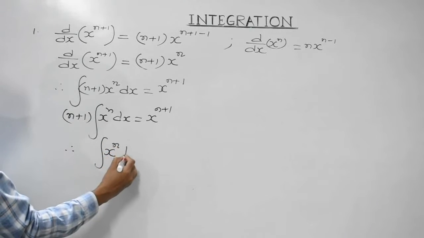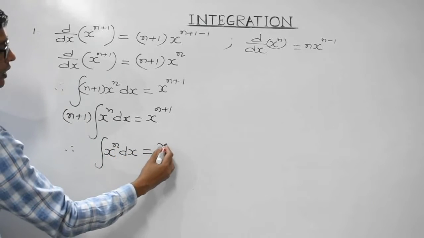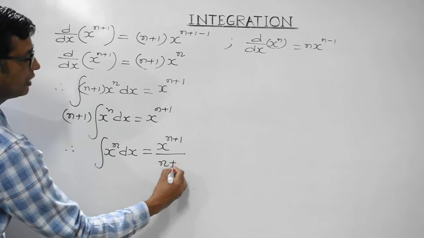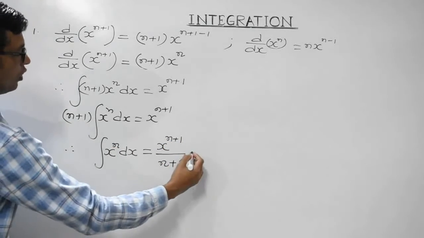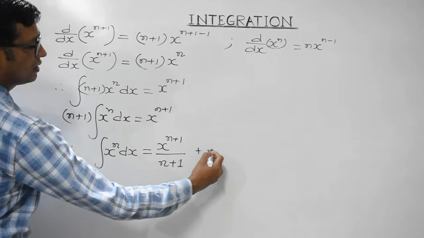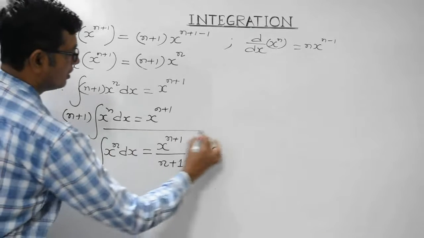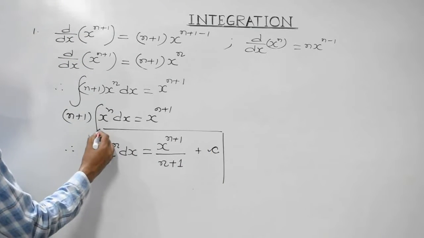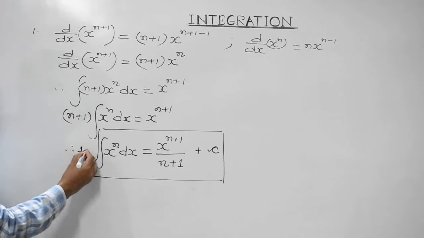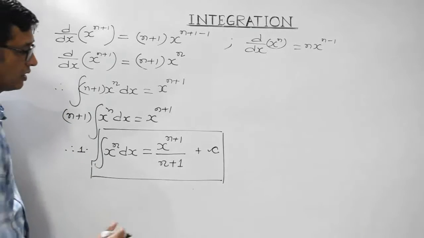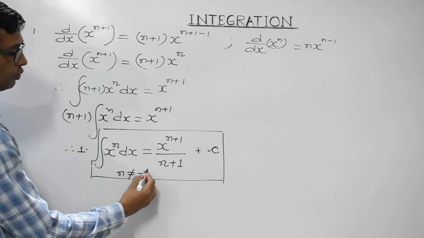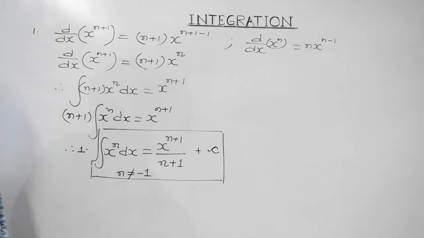Integration of x to the power n dx would be equal to x to the power (n plus 1) divided by (n plus 1), obviously plus constant. You can write plus constant over here; this you can introduce in the last step. This will be the constant of integration. This is the first formula. And students, remember one thing. This formula is valid only when n is not equal to minus 1. I'll give you the reason.